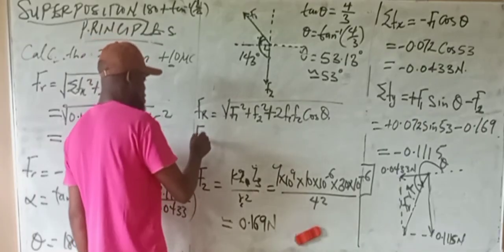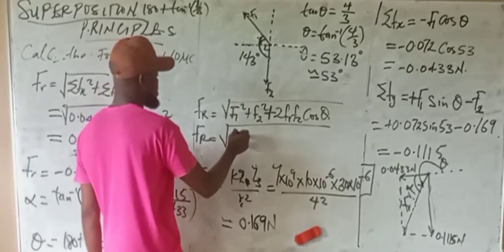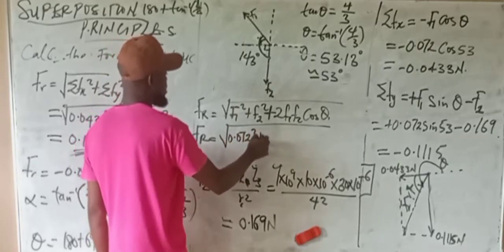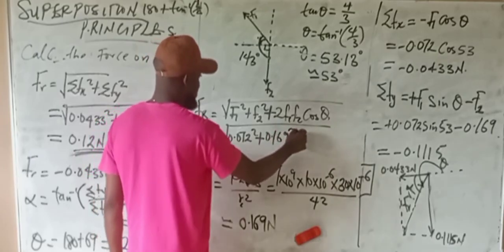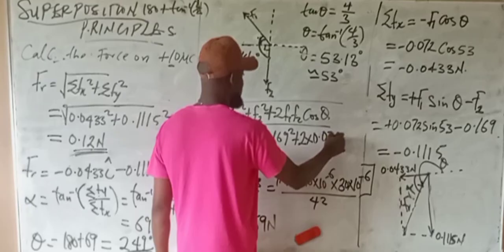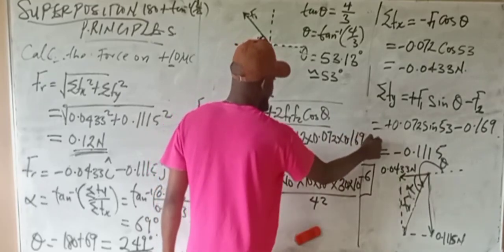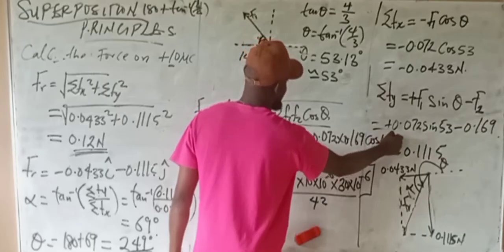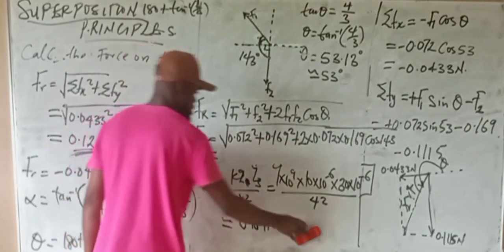So the resultant force will just be, without wasting much time, the square root of 0.072 squared plus 0.169 squared plus 2 times 0.072 times 0.169 cos 143. That's what we have. If you solve this one, you have to use your calculator.